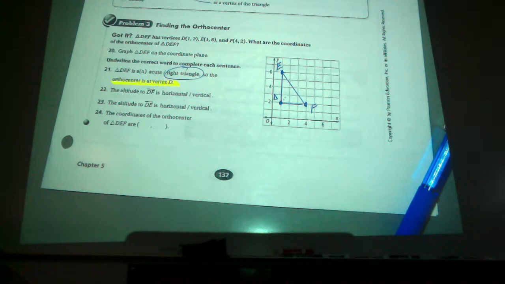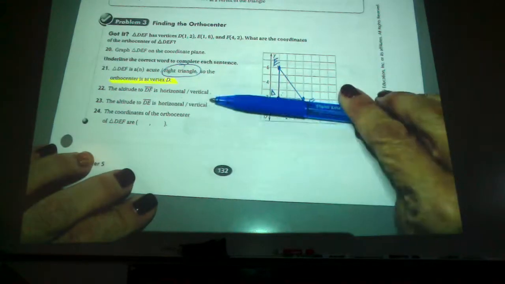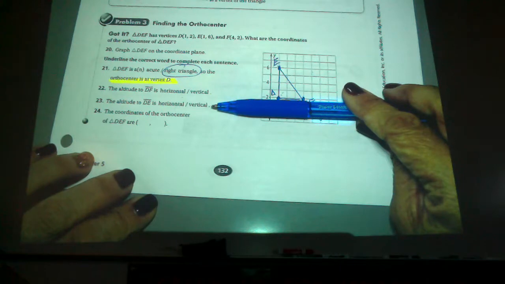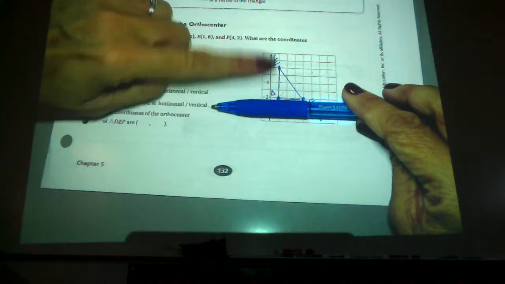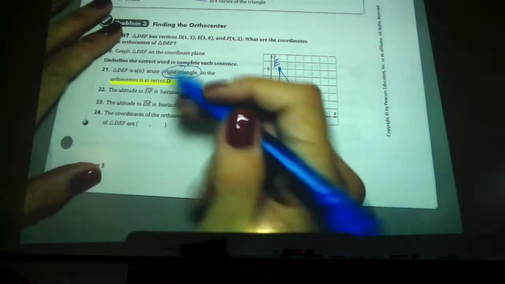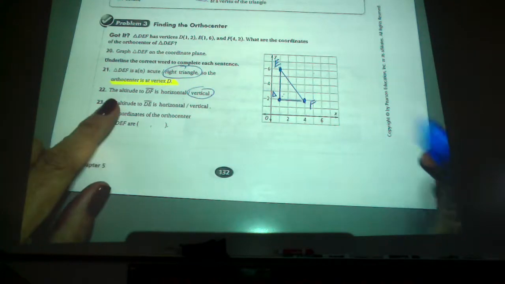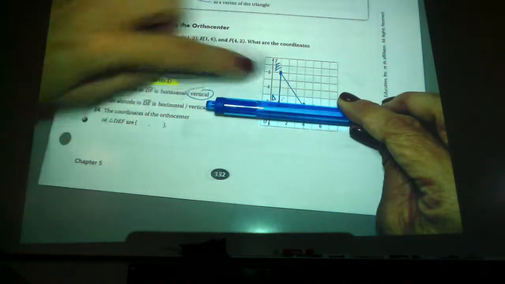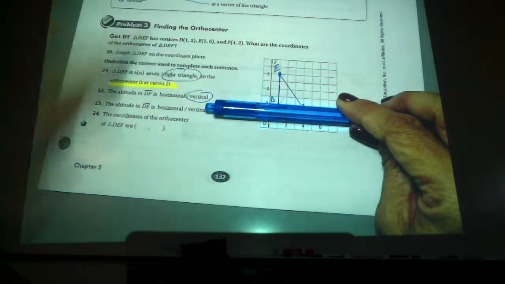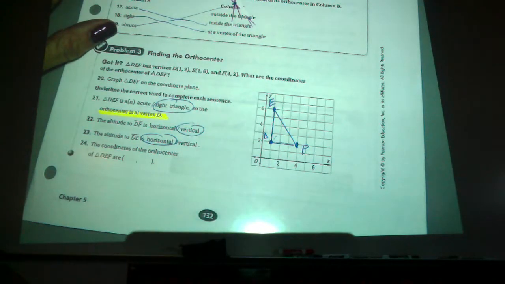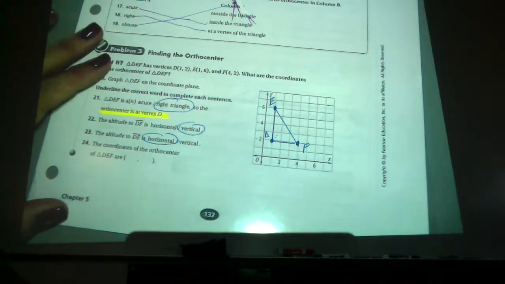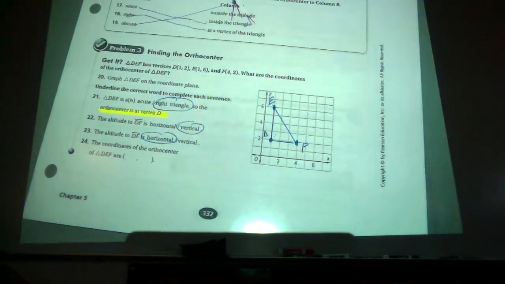The altitude to DF is horizontal or vertical. So here's DF. The altitude to it would be which one? DE, and is that a vertical or a horizontal line? Vertical. So the altitude to DF is DE, which is a vertical line. The altitude to DE, so here's DE, the altitude would be there, right? So wouldn't that be DF? So that altitude is horizontal. So name the coordinates of that orthocenter. They are what? Yeah, the coordinates of D are 1, 2. So most likely your problems are going to have that.